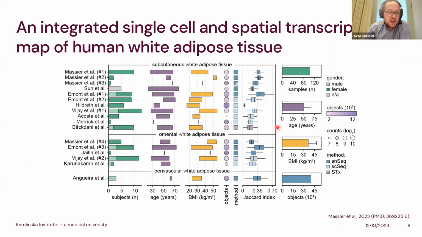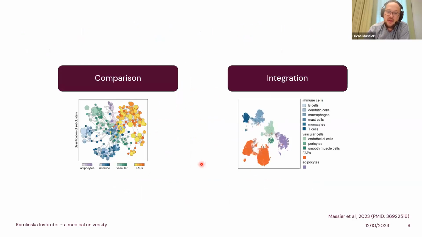Now we try to integrate or compare the previously published single-cell data sets that are available for adipose tissue. So we included various data sets of subcutaneous adipose tissue, omental adipose tissue, and perivascular white adipose tissue, covering a big age range, but also a range of BMI. And then the first thing that we thought of: how can we analyze this data? We can either compare it by just analyzing each data set separately, or we can try to integrate all the information and then do a combined analysis.